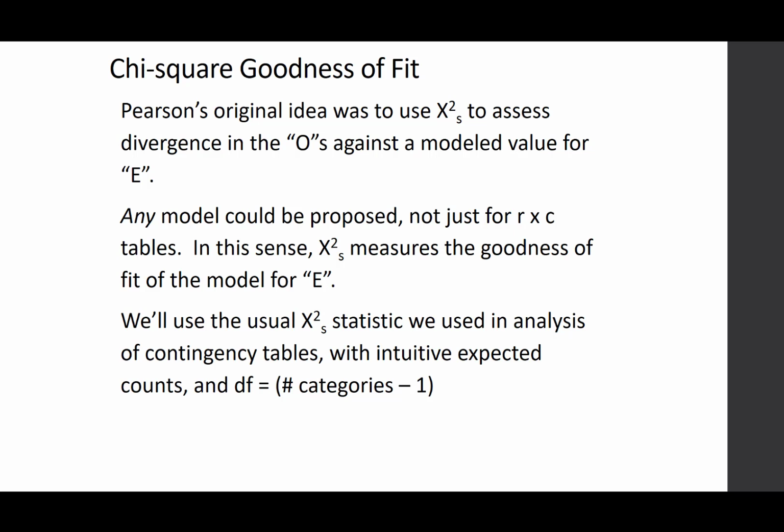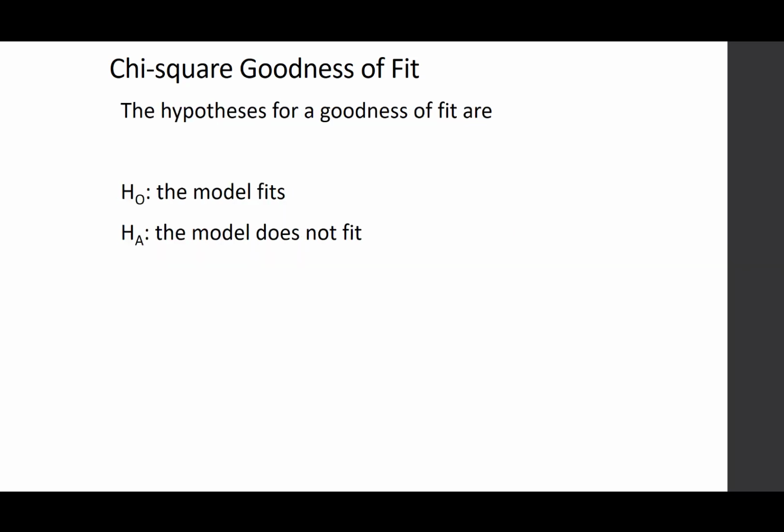So we'll use the usual chi-squared statistic that we used in analysis of contingency tables with intuitive expected counts. We're going to do an example in just a second. And the degrees of freedom here are going to be the number of categories in your model minus 1. So there's no contingency table here. It's just the number of categories minus 1.